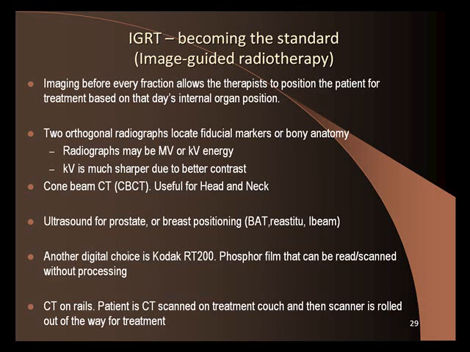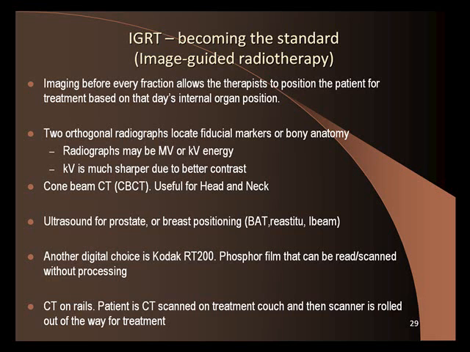And then another digital choice, there's so many choices. Another digital choice is Kodak RT2000. And what this is, it's just a replacement for film. So instead of using film, you use a cassette, and you image the cassette, but then once you open the cassette, you don't have to process it. You can put it in this reader, and it reads it. And that's how you get your two orthogonal radiographs. This isn't around anymore, but anyway, that's what that is in case you come across it.